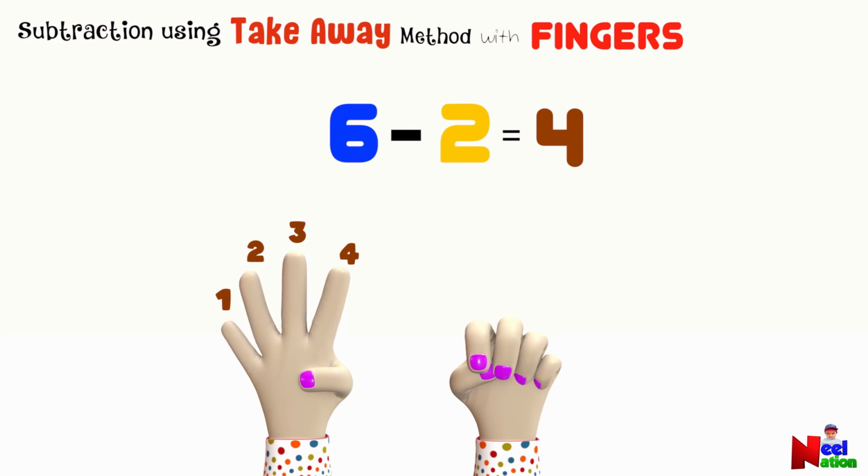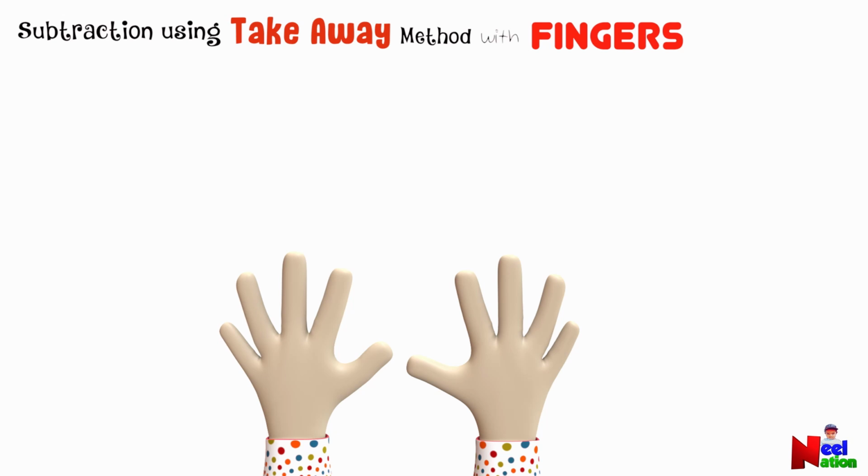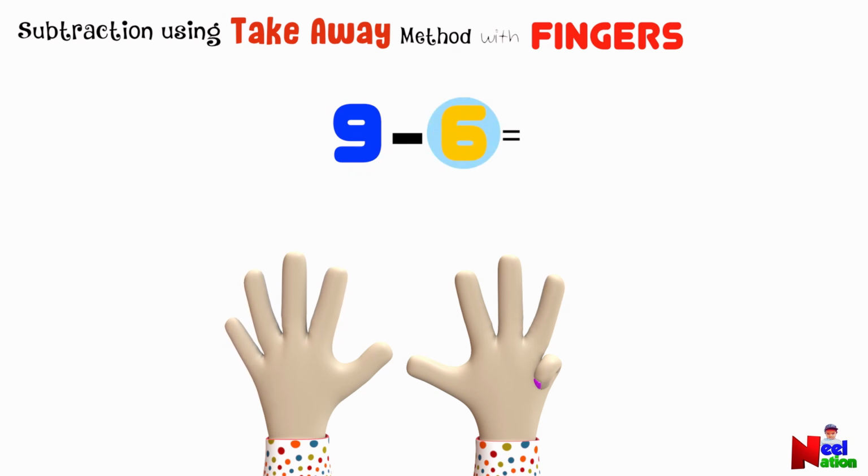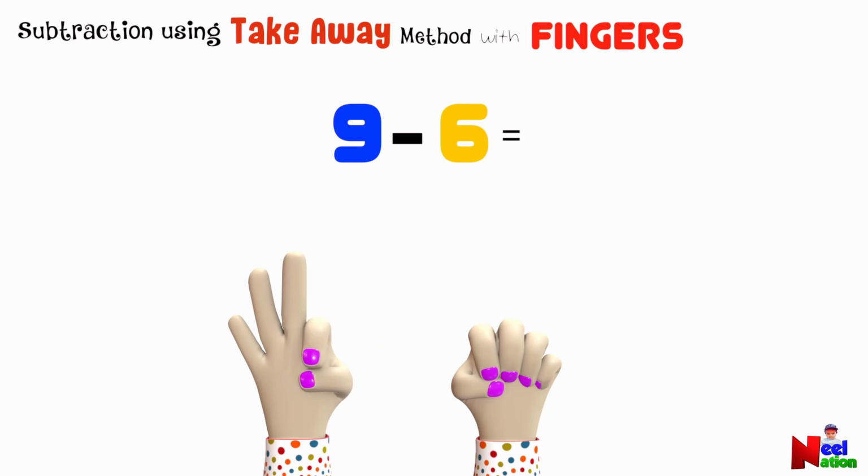Isn't that easy? Let's do the same take-away method using our fingers. Let's take 6 away from 9 this time. So, which number should we begin with? 9. You're correct. 9 is the bigger number. Let's hold up 9 fingers. To take 6 away from 9, let's fold down 6 fingers. 1, 2, 3, 4, 5, and 6. How many fingers are we left with? 1, 2, 3. We are now left with 3 fingers. So, when we take 6 away from 9, we get 3.